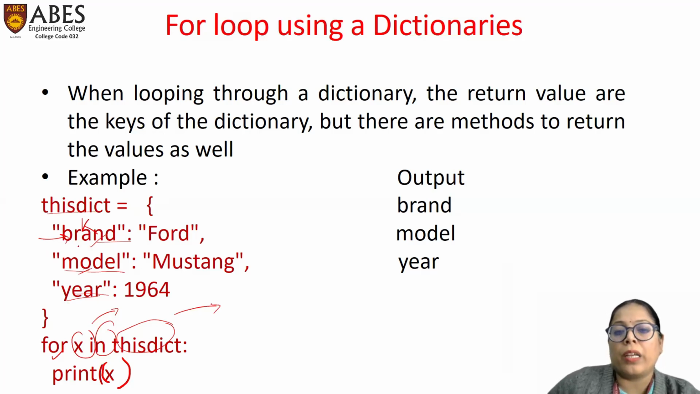So there are several methods for how we can print the values of the key, or how we can print the values, because here we have two things, which will be discussed later on.